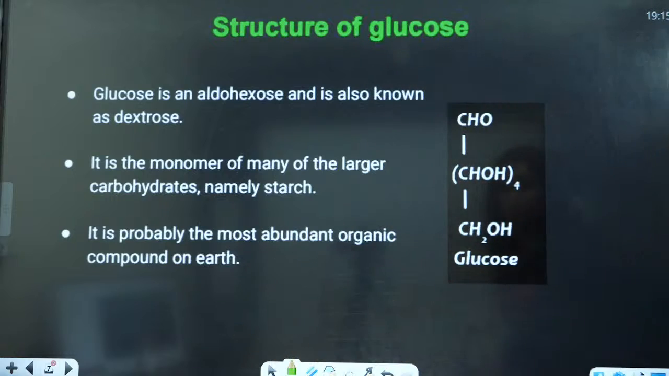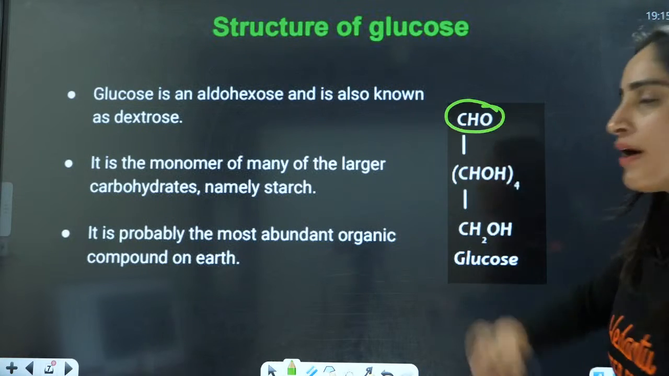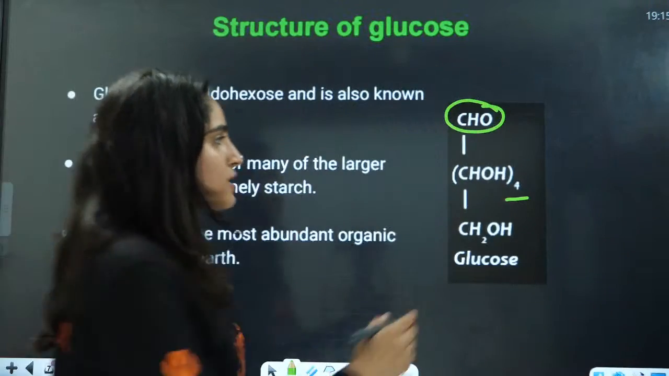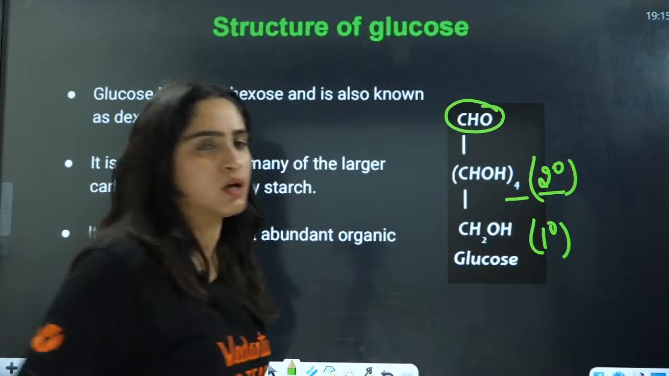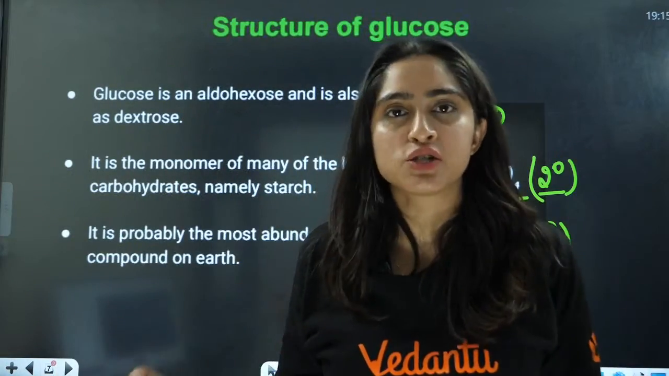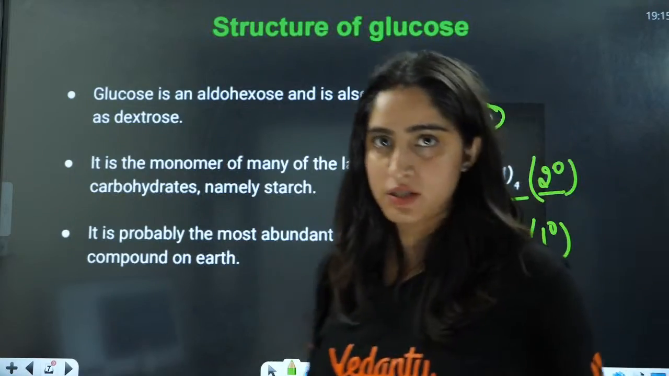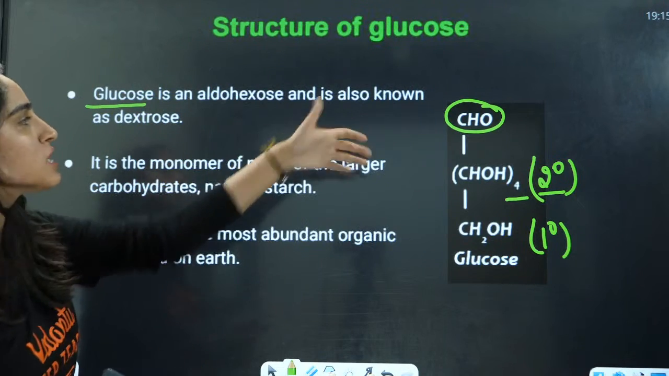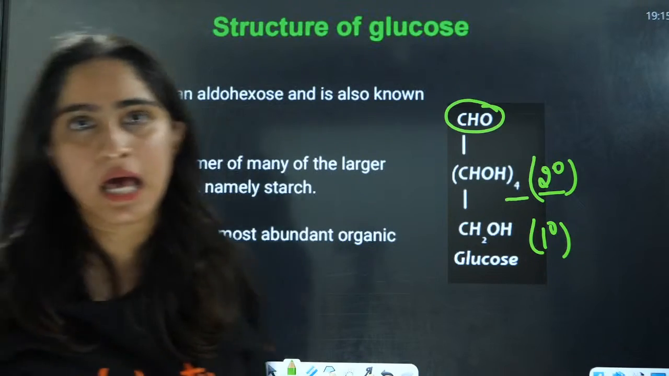Now, we right now know that the glucose structure is something like this. At the end you have one aldehyde group, you have 4 OH groups here, and the last also. These are secondary, these are 2 degree alcohol, this is 1 degree alcohol. Right now we know this, but how was it defined? There are so many reactions on this basis, and they can ask you questions on the basis of those reactions, right? Okay, so glucose is an aldohexose and is also known as dextrose.